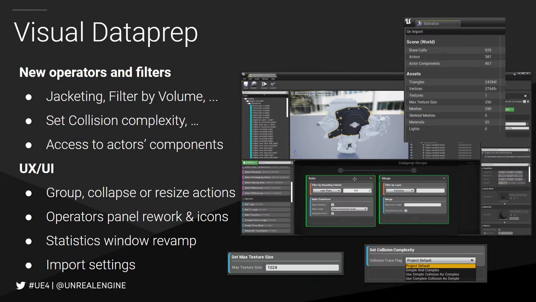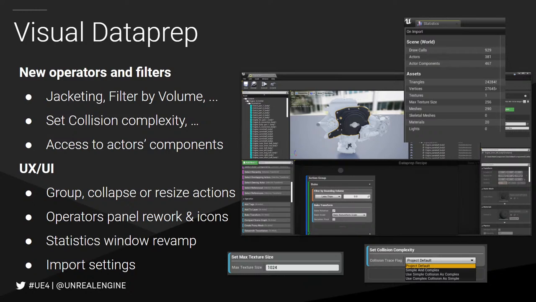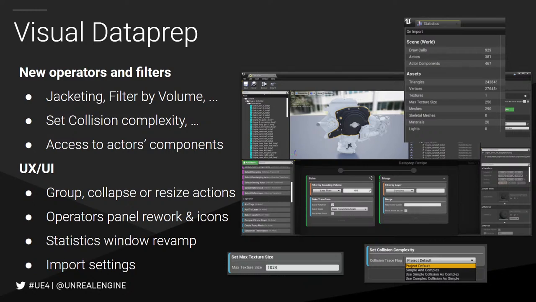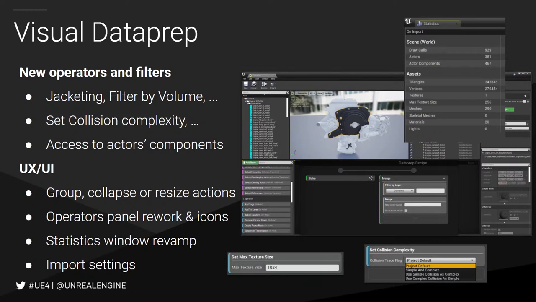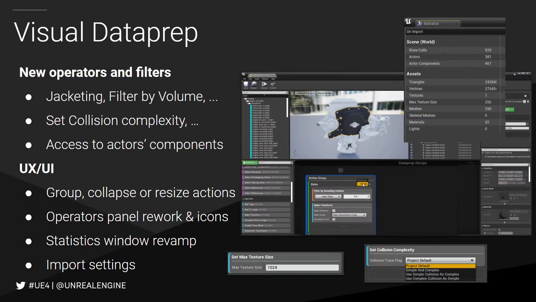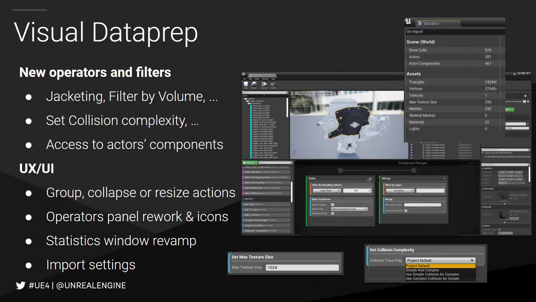And we also have a small revamp of the UI. You can now group, collapse, or resize data prep actions, and this is very useful to avoid clutter. And also the operator panel has been reworked, and you have a new statistic window, which is useful to pinpoint potential assets causing performance issues. We have a lot of cases where data is imported from external software and has millions of polygons. We've had toilets with millions of polygons, for example, which is not very good for real-time rendering. And we also have a new import settings button for CAD files, so you'll be able to change the import values for this.